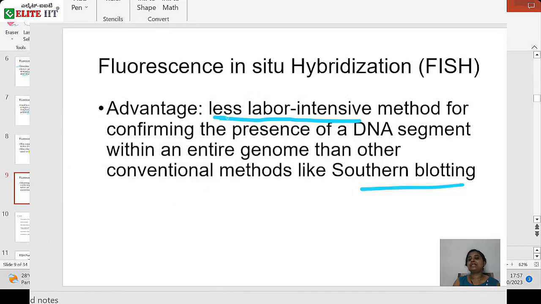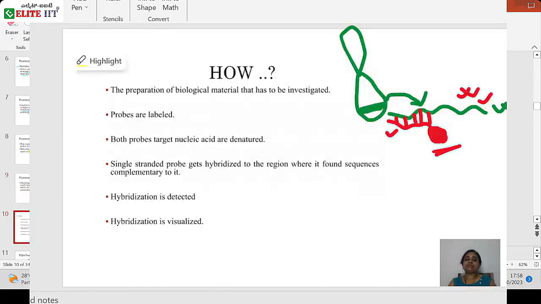So this is a less labor intensive method for confirming the presence of a DNA segment within an entire genome than other conventional methods like Southern blotting. Therefore, nowadays people are not using Southern blotting to identify any sequence or any location of a DNA or gene. We are using fluorescent compounds.